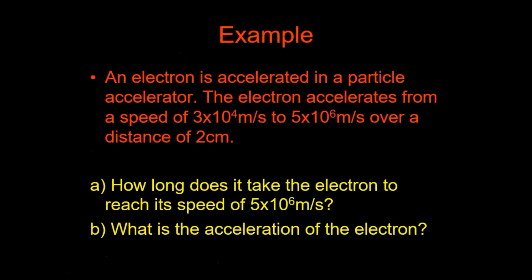Let's take another look at another problem. Here we have an electron that's being accelerated in a particle accelerator. The electron is going to accelerate from a speed of 3 times 10 to the 4 meters per second to 5 times 10 to the 6 meters per second over a distance of 2 centimeters. Now I want to point something out here.